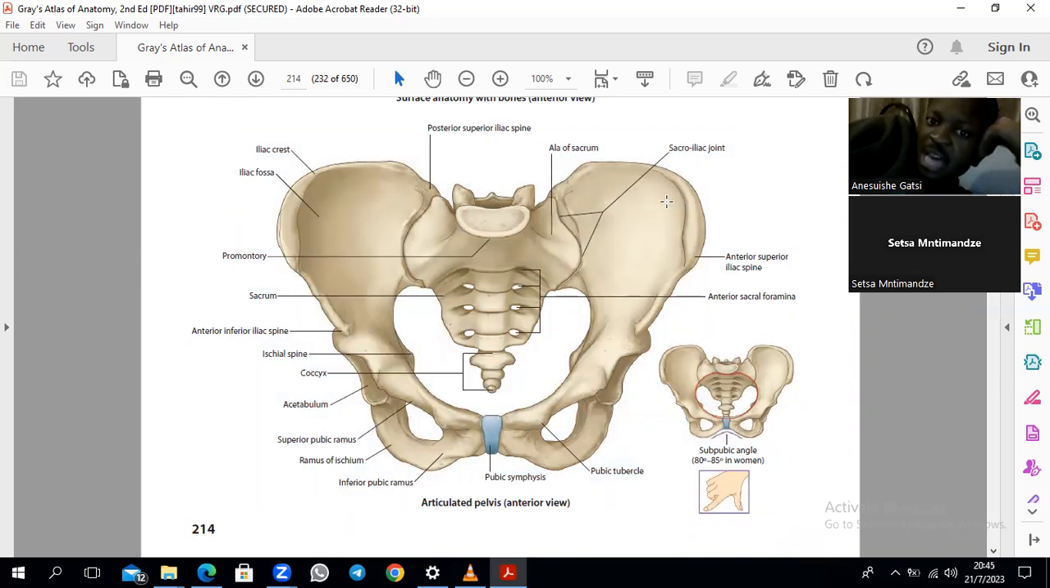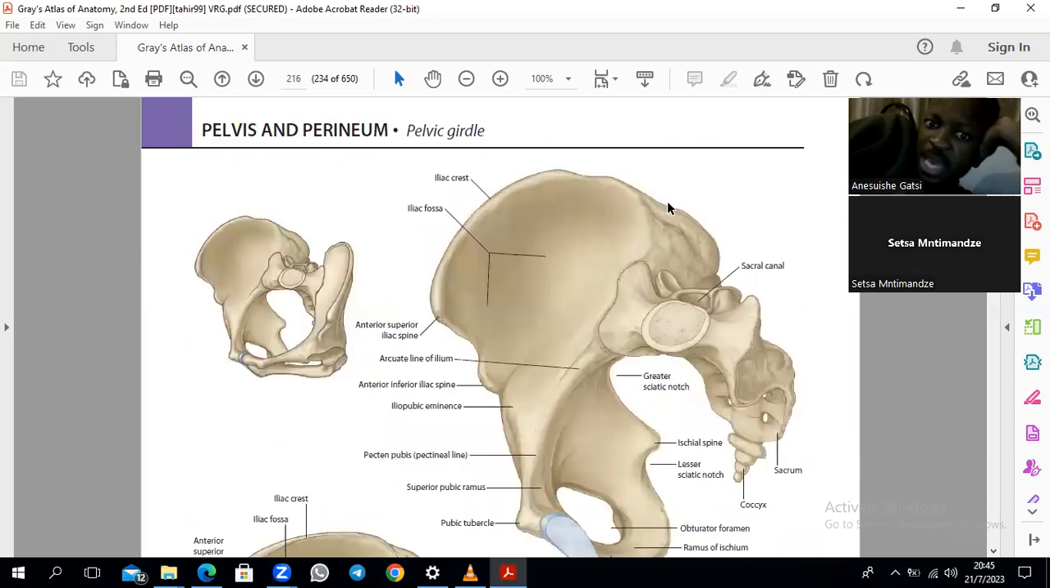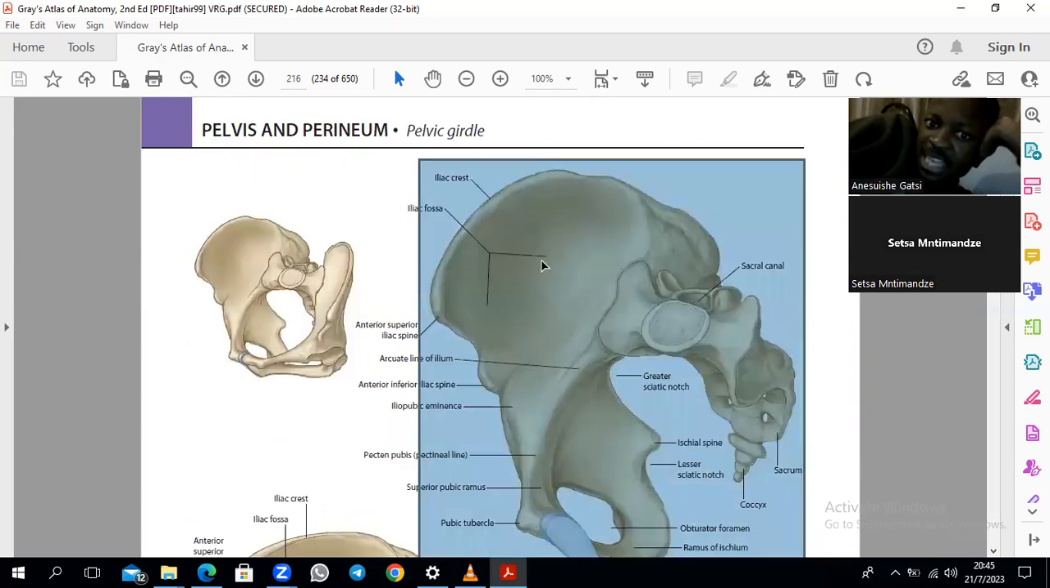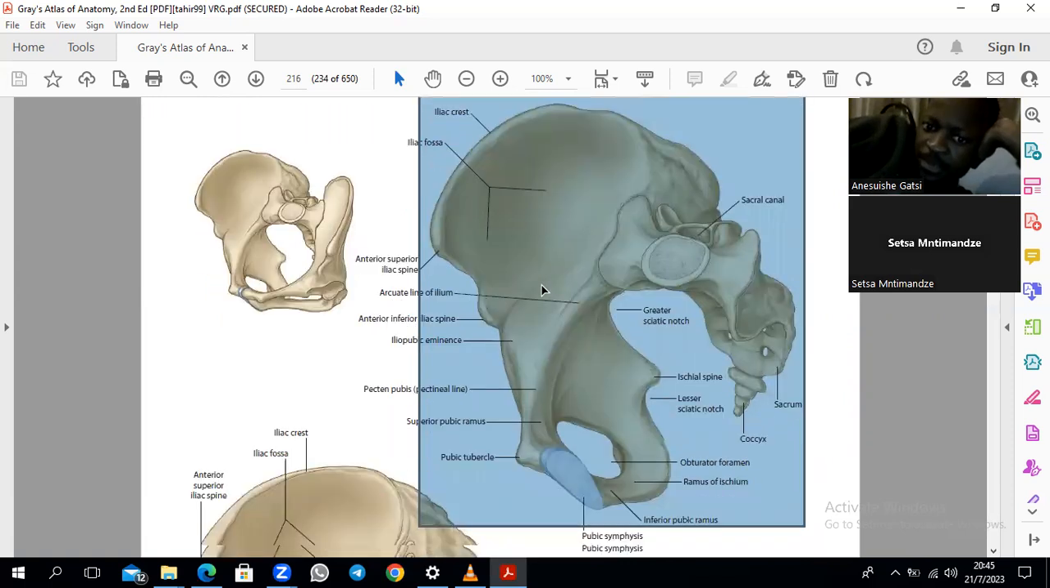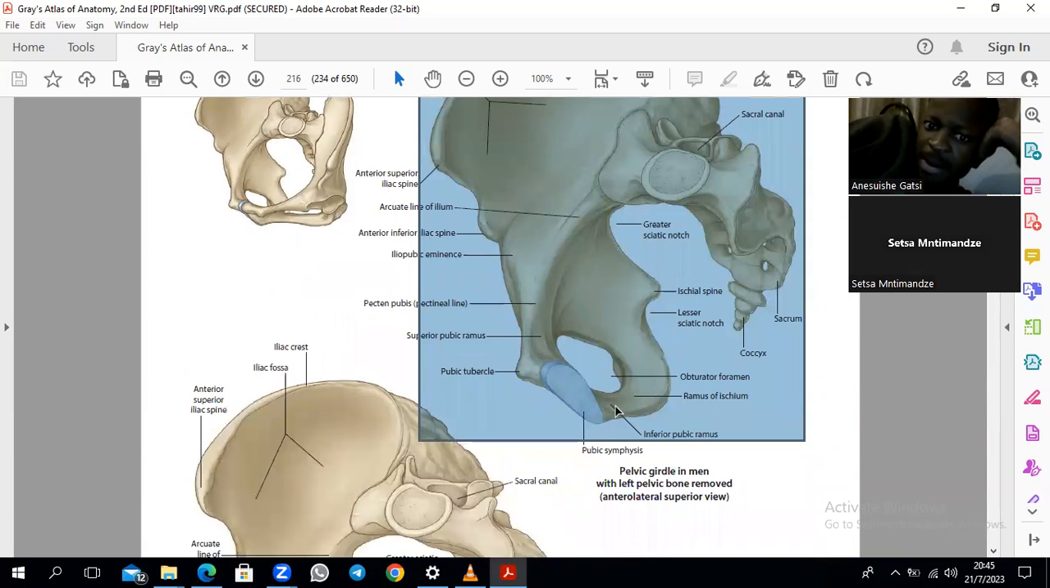This one, the upper part here. Maybe let's use this one first. The upper part here is the ilium. Then the lower part, there is the pubis here anteriorly. Then there's the ischium posteriorly.